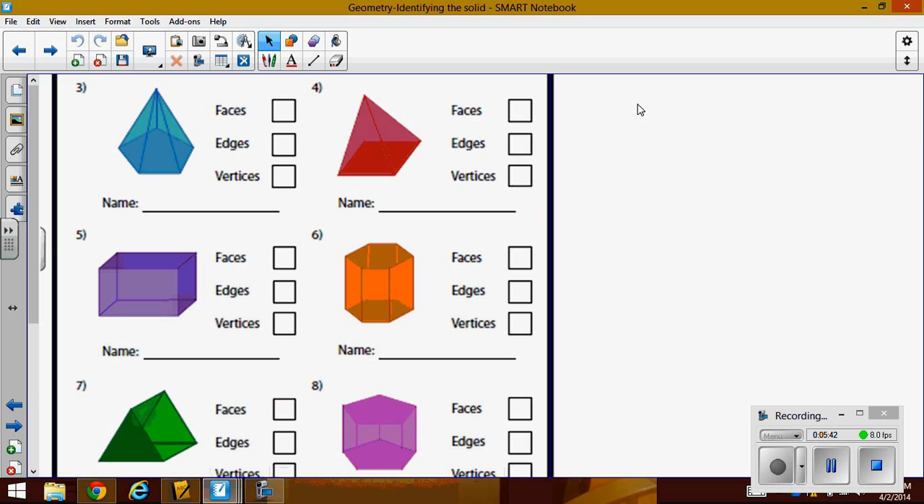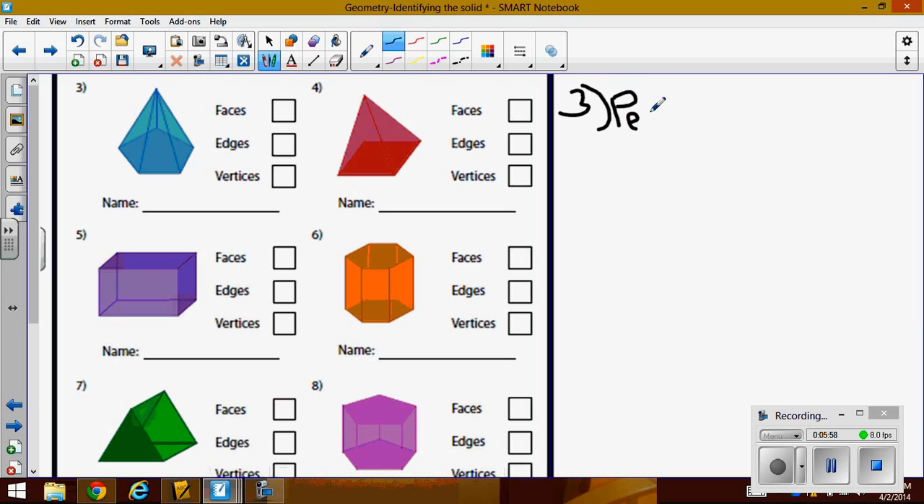Right, for this page here, again, you're going to work on this on your own. We'll do number 3 together, just so you understand. So what I want you to do in your notebook for number 3, you're going to tell me the name of the shape. The name of the shape is a pentagonal, P-E-N, pentagonal. It's a pyramid.